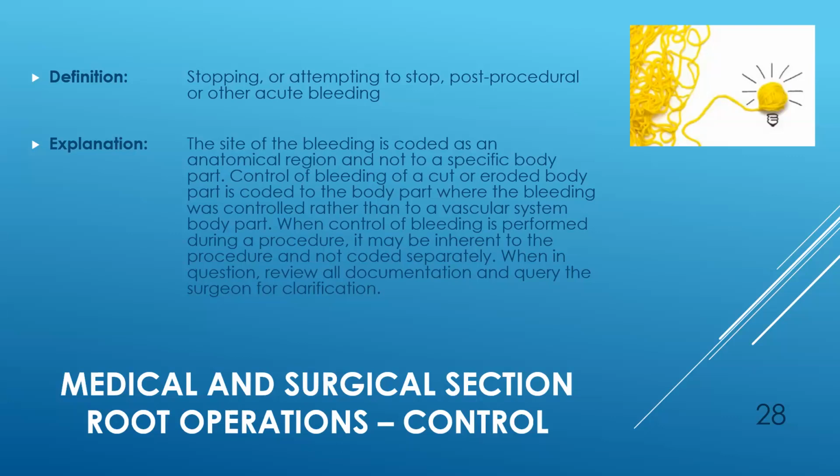When control of bleeding is performed during a procedure, it may be inherent. They're always going to control bleeding, so it's part of the procedure and not coded separately. It's when the patient is returned to the OR, typically for bleeding, like a wound dehiscence. Patient's up in bed recovering, the nurse notices the bandages are bloody, and they take him back to the OR to find out what's going on. They may never identify the specific vessel, but you would code control of bleeding of the abdomen or the thorax or lower extremity, whichever it is.